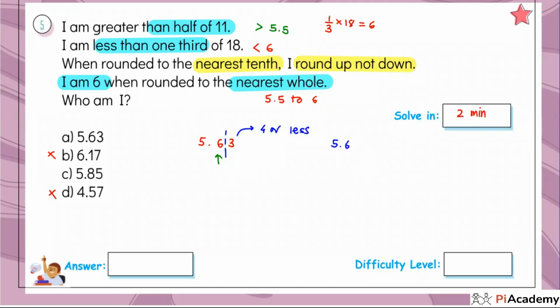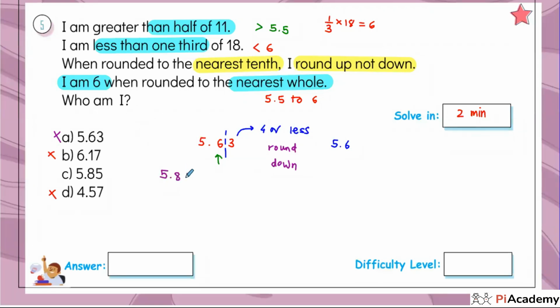But the important thing is what we have done here. We have done round down, right? So this cannot be our answer because as per the third condition, it should be round up, not down, right? So let's check the other option to confirm the answer.